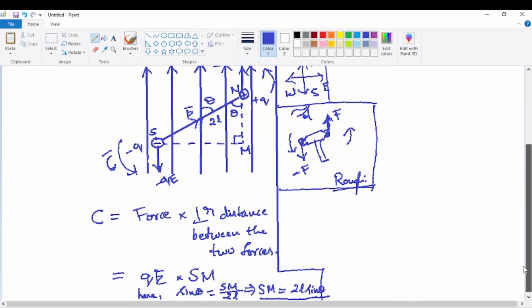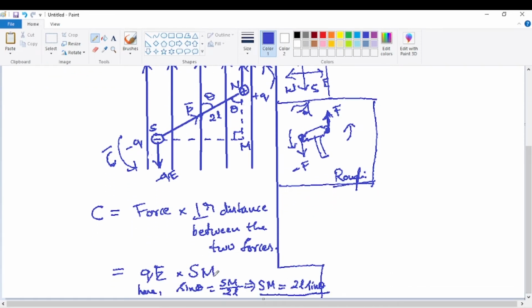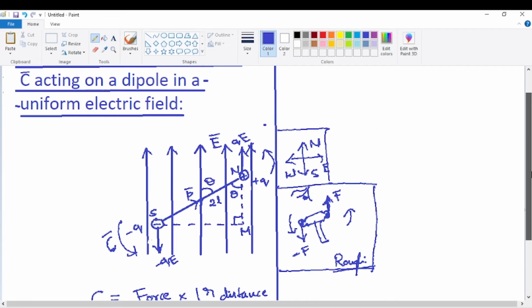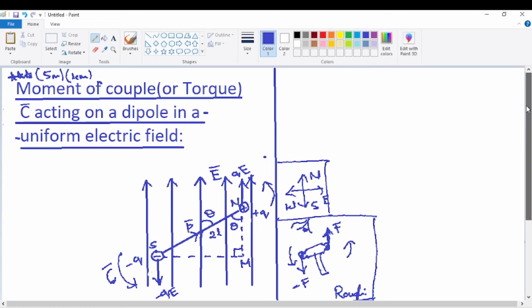So now substituting this here once again, just see here: QE into SM, in place of SM, 2L sin theta. So it will be QE into 2L sin theta. What is this here? The moment of couple. Moment of couple is this much. So now 2L you write along with Q, 2L into Q, and next write E into sin theta.